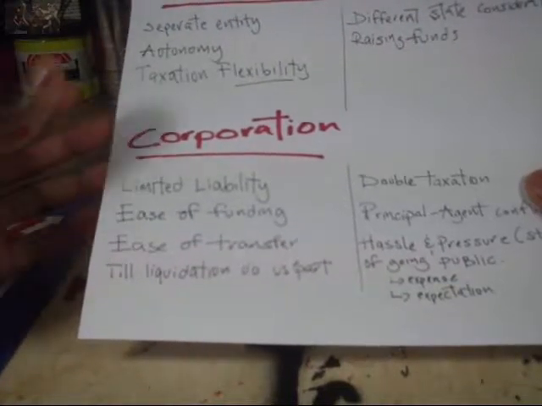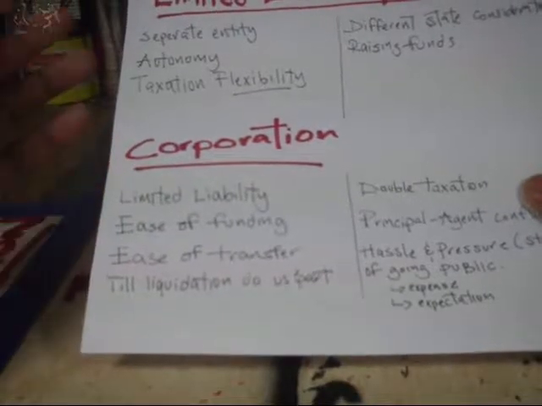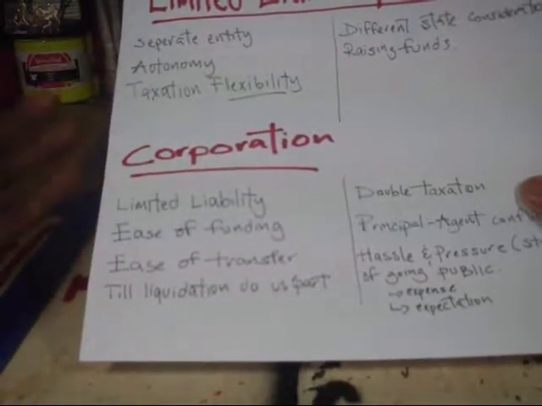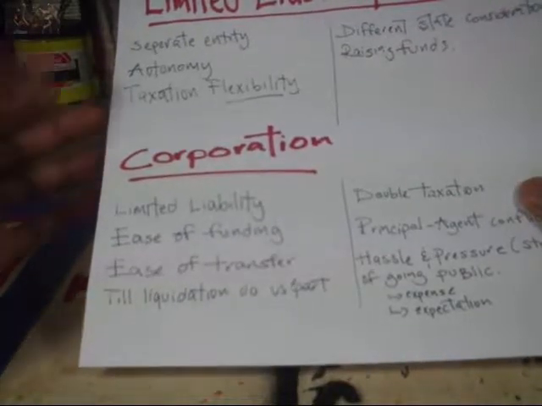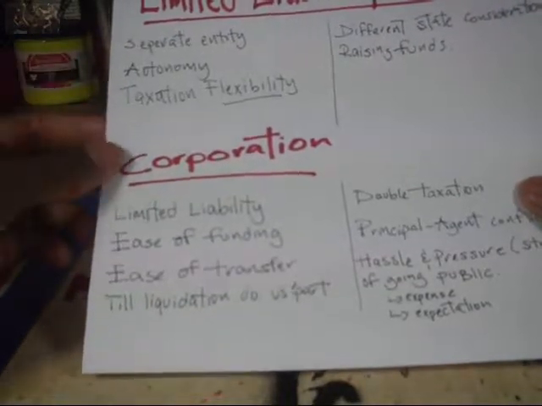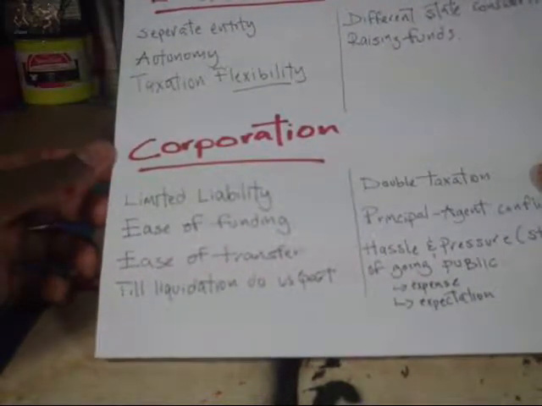Ease of transfer. I just mentioned shares. If I own 6 shares of a company, if you wanted to own it, all you had to do is give me money for those 6 shares and you would easily own 6 shares. So the ease of transfer of ownership, that's another advantage of a corporation.